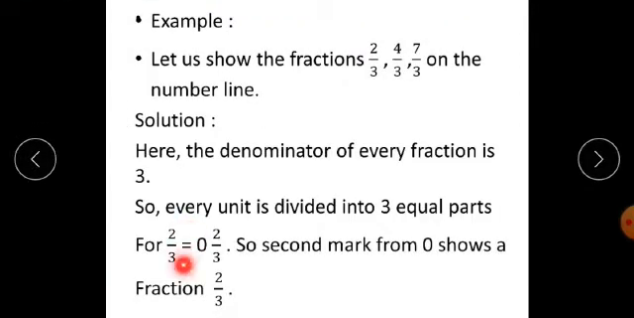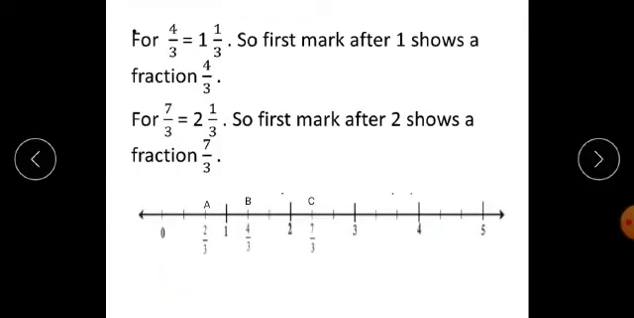The first fraction is 2 upon 3, which means the second part indicates this fraction, and therefore I have marked this mark as A, and below it I have written 2 upon 3. The second fraction is 4 upon 3 and its representation is 1 integer 1 upon 3, means after 1 complete number, the first part. Therefore I have written point B here, and it represents the fraction 4 upon 3. And the last one is 7 upon 3, which means 2 integer 1 upon 3, and therefore after 2, the first mark represents the fraction 7 upon 3 or 2 integer 1 upon 3.